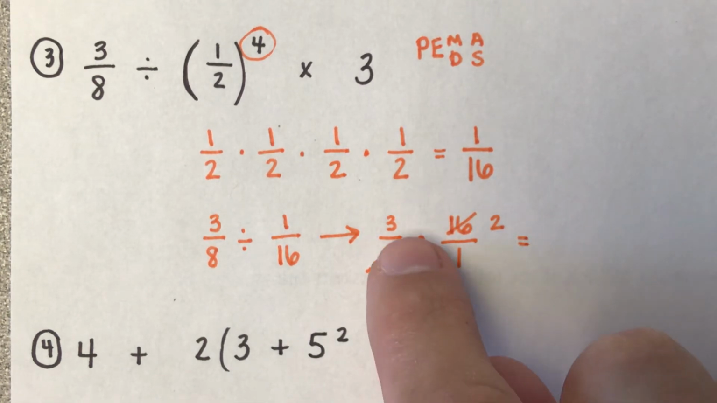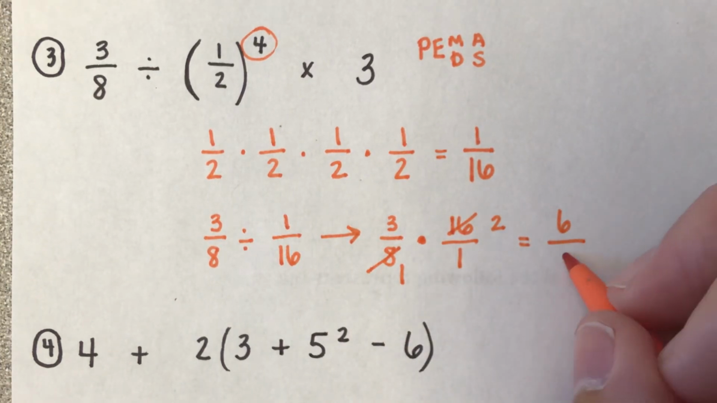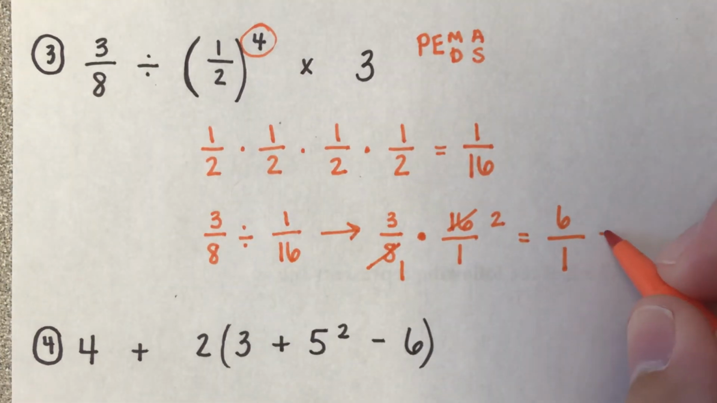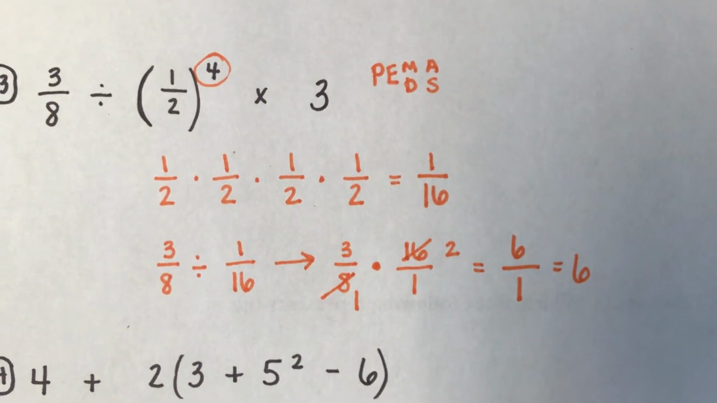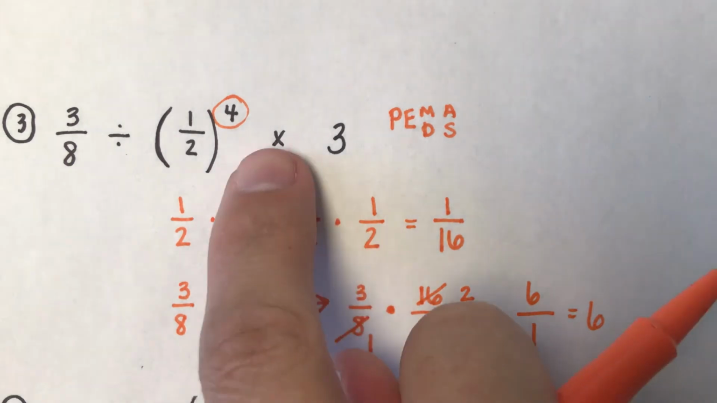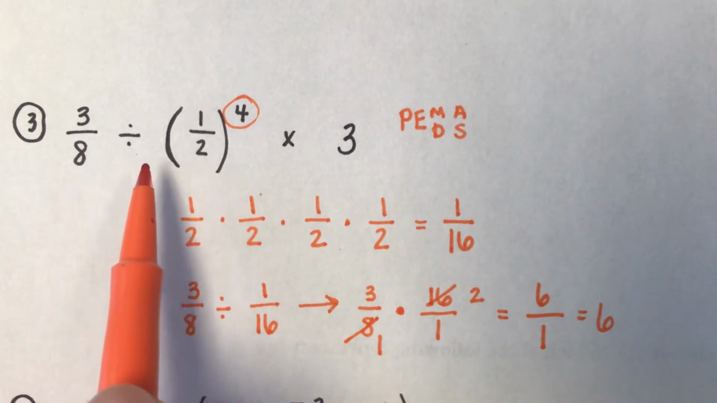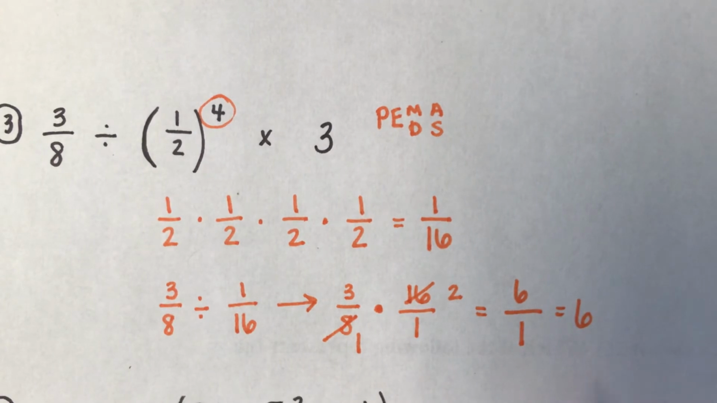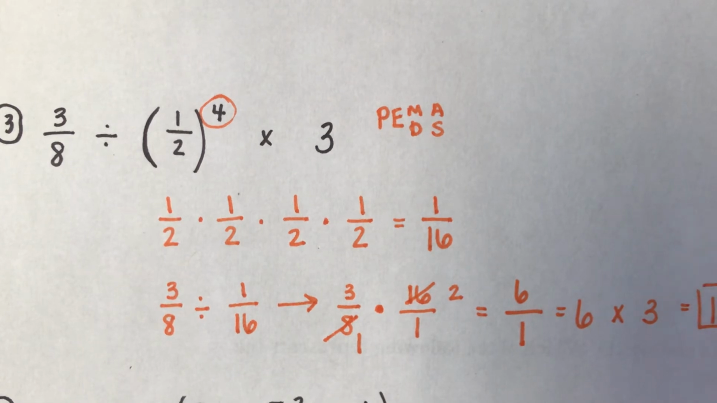So now I'm just doing 3 times 2 is 6. 1 times 1 is 1. So now I'm just left with 6. But remember, that's not the answer because I haven't finished all of my problem just yet. I still have this times 3 on the end. So instead of having all this right here, now I just have 6. So it's 6 times 3, which is just going to leave me with 18.